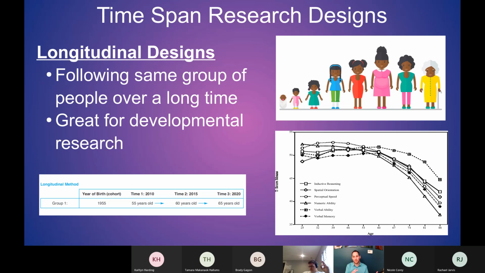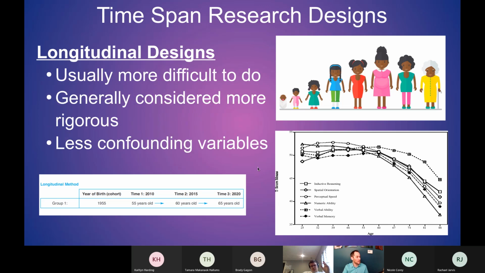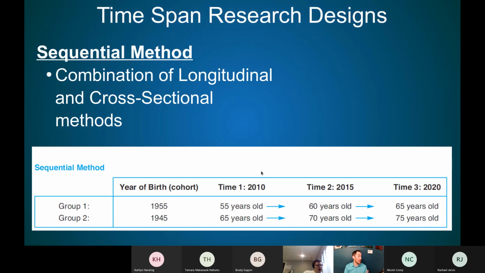So with that, there's that weakness of longitudinal designs. So with that, it is generally considered the more rigorous kind of study. You can put them together in what's called the sequential method.